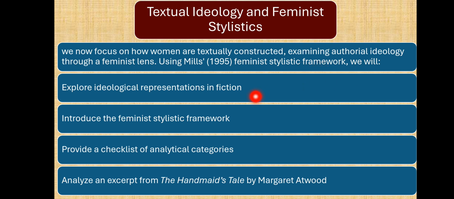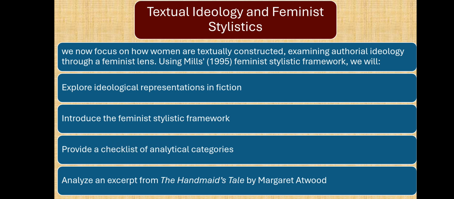So we will explore ideological representation in fiction, how women are textually represented in fiction, and this representation of women is actually ideological. So we will introduce the feminist stylistic framework. What is the framework for doing feminist stylistic analysis? And we will also provide a checklist of analytical categories.